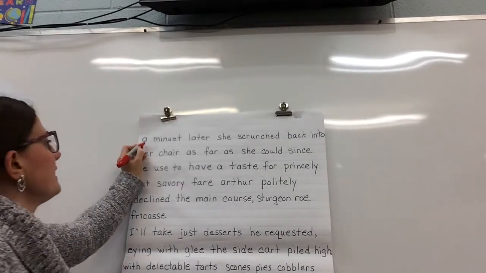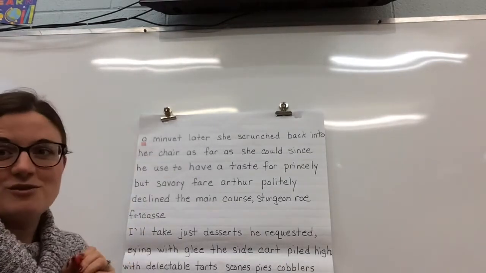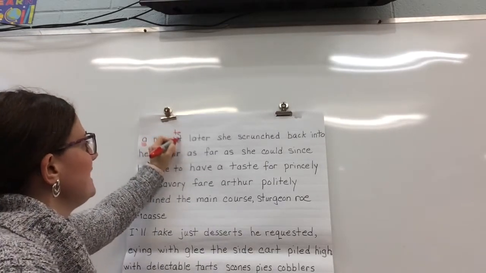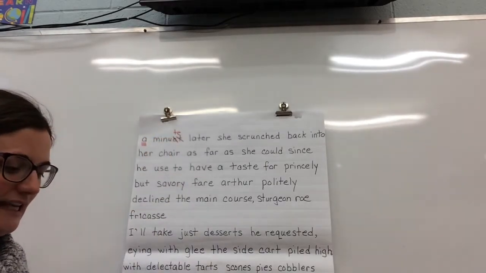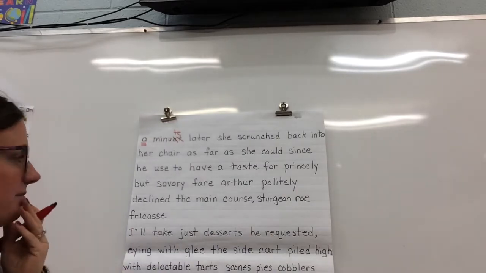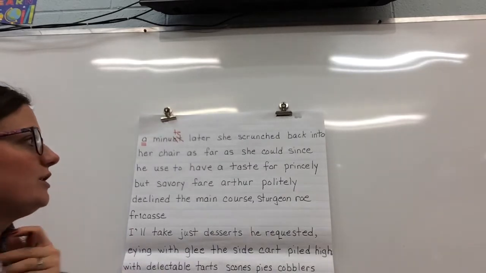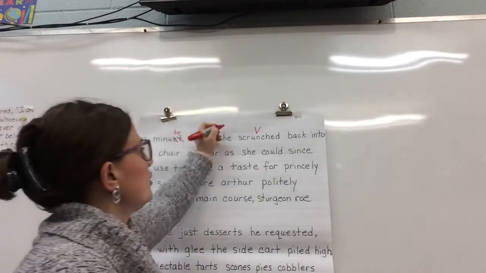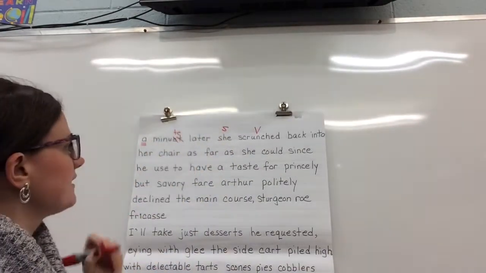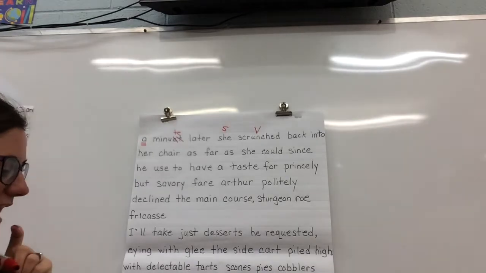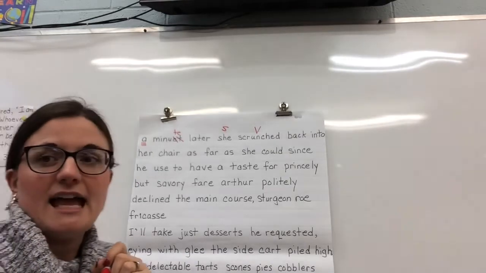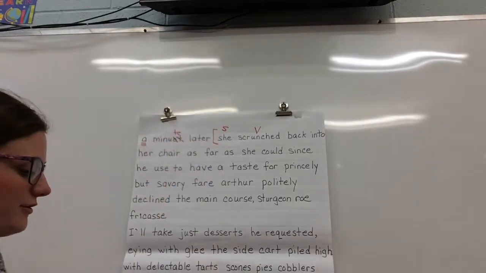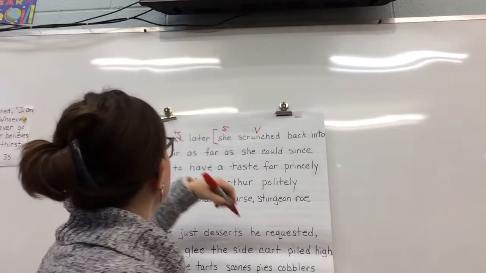And we are going to capitalize our A. Did you notice the spelling error for minute? We want to switch around the T and the E, okay? And then we want to find our verb, which is scrunched. And who's doing the scrunching? She is. So that's going to tell us. Okay, and is this an MC, an AC, or DC? It's an MC. So I'm going to start at she scrunched back into her chair.